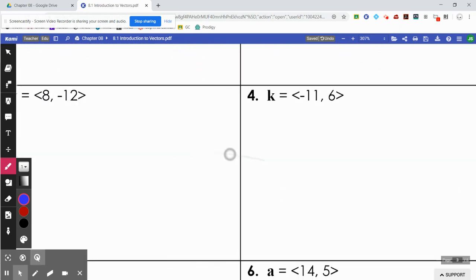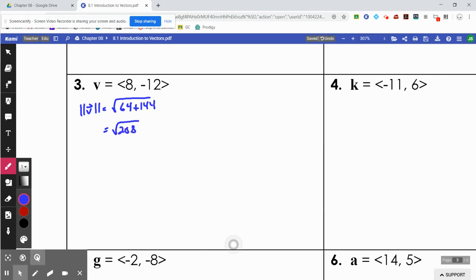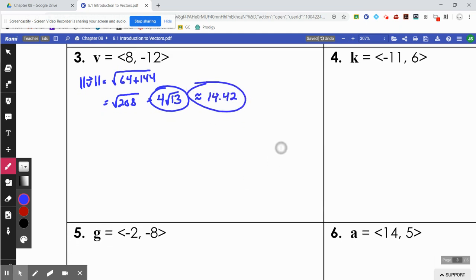Okay, number 3. Again, magnitude first. The magnitude of vector v is the square root of a squared plus b squared, which is the square root of 208. That does simplify. We can break that into the square root of 16 times the square root of 13, which is approximately 14.42. So there are your two answers for magnitude.